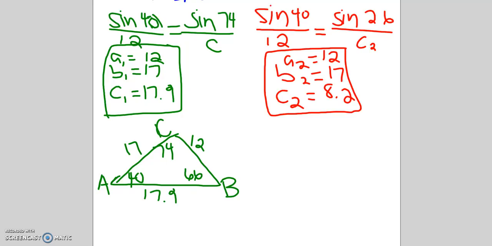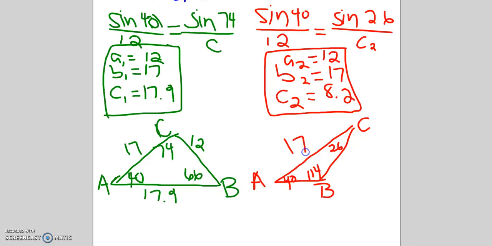Okay, and then our second triangle actually would look something like this. And this was A, B, C, and we found B to be 114 in this case. Angle A was still 40, and angle C ended up being 26. And then we had 17, 12, and then 8.2. Okay, so you can see that there's two completely different triangles being created, so you need to make sure that you check for both each time you're solving for the triangle. Alright, so let's move on.